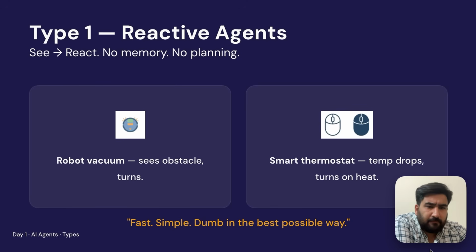Purely reactive. Now look at the second example, a smart thermostat. The temperature drops below a set point, the heater turns on, the temperature rises, the heater turns off. No planning, no memory of what happened yesterday or in the past, or what the weather forecast says. Just stimulus and response on repeat, again and again.